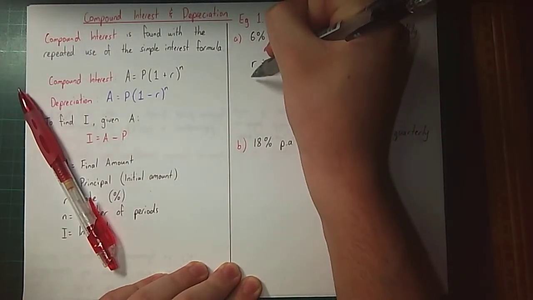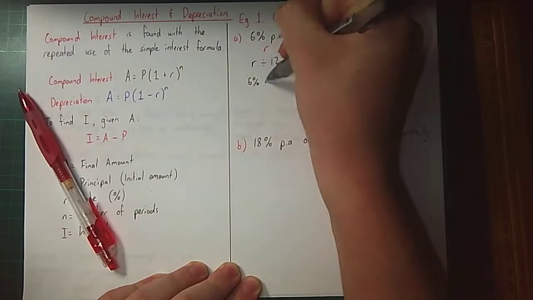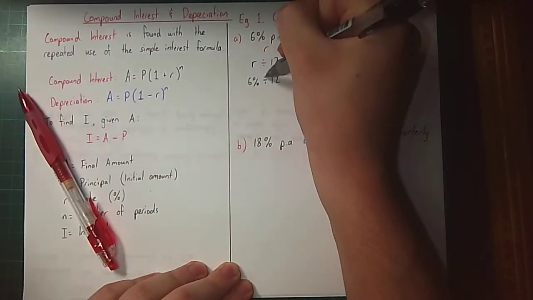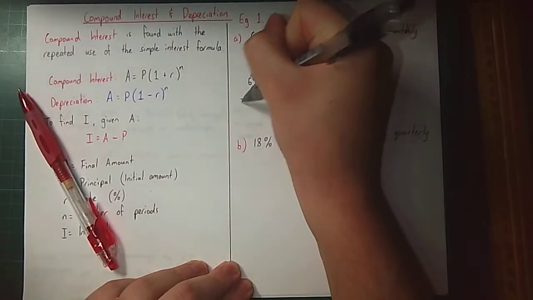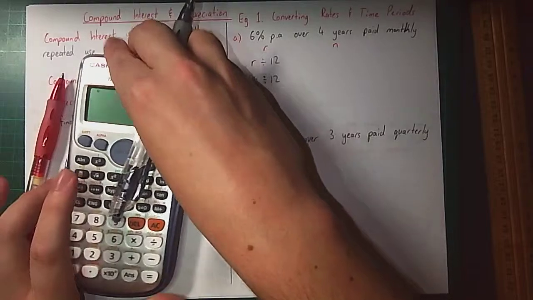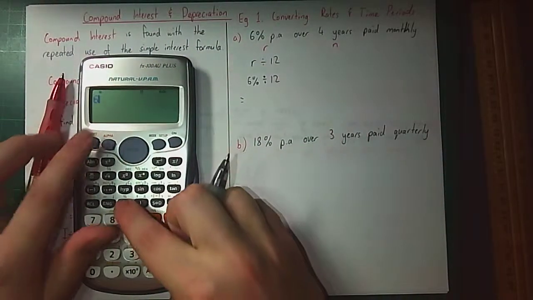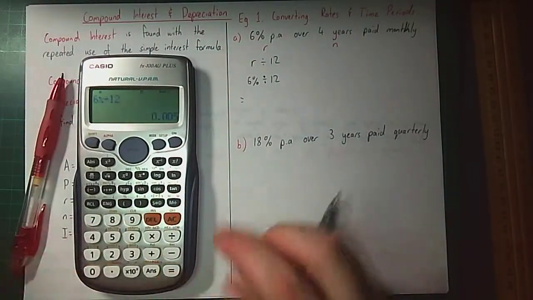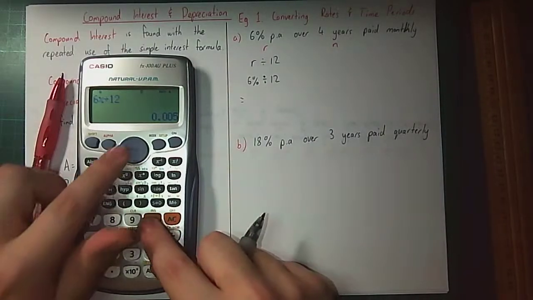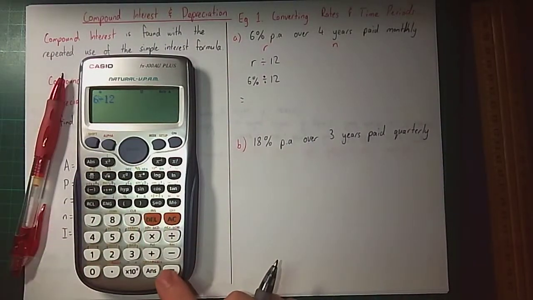So here it's going to be 6% divided by 12. Now when I type this into my calculator, I'm going to exclude the percentage symbol. The reason why, I'll show you. If we do 6% divided by 12, it gives us this answer here, which is a decimal. The calculator won't give us an answer as a percentage. So I'm going to remove the percentage and you'll see what happens.